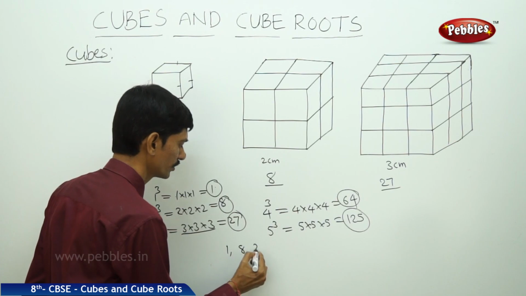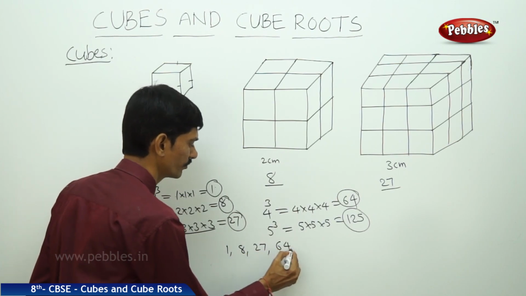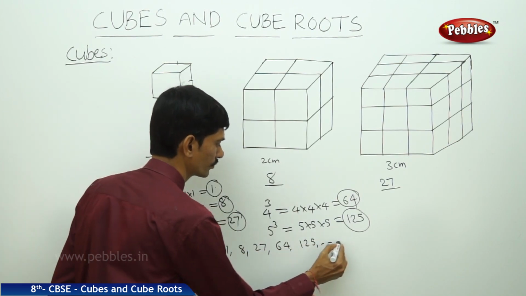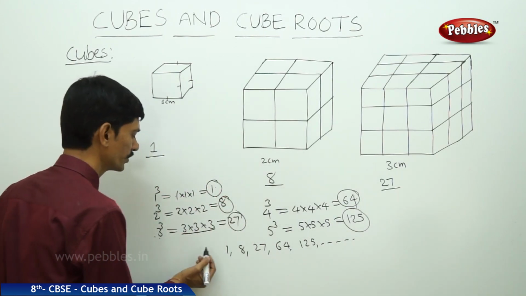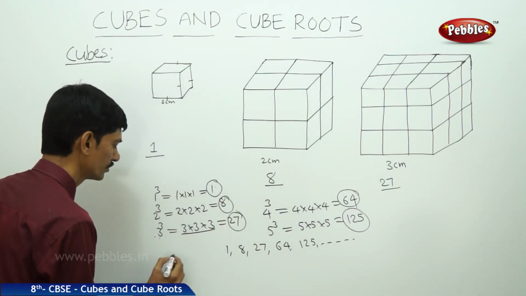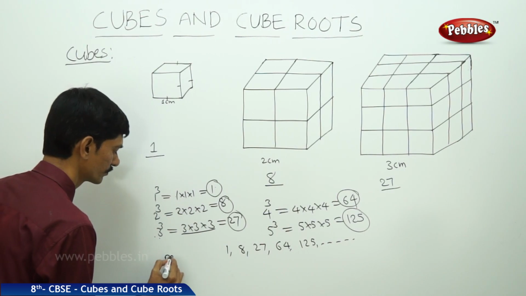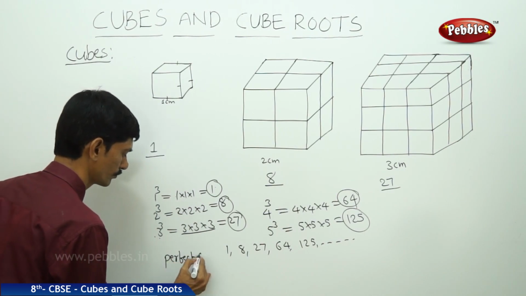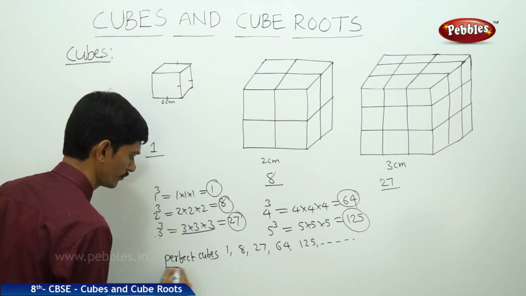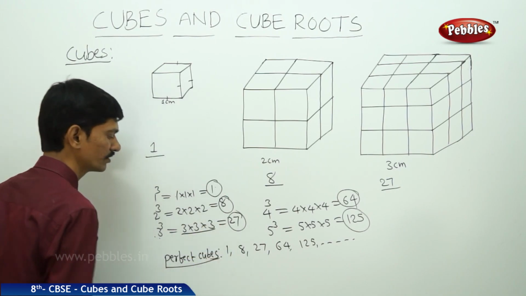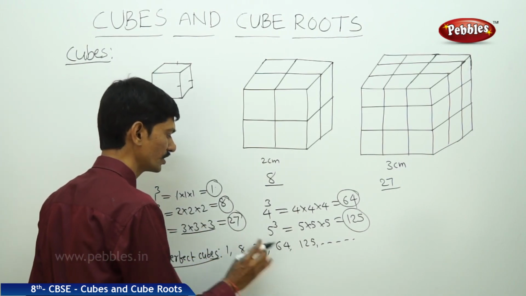1, 8, 27, 64, 125 and so on. These numbers are called perfect cubes or cube numbers, meaning numbers whose cube root is a natural number.